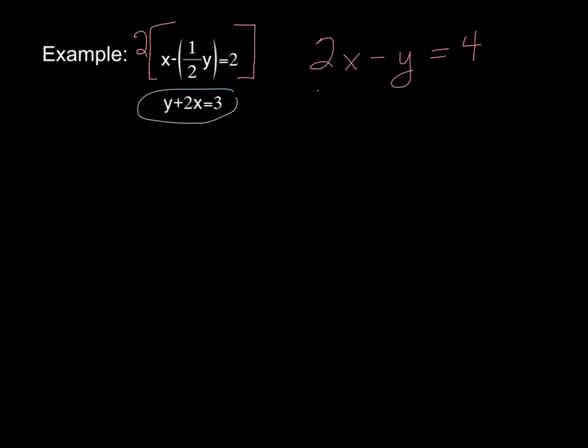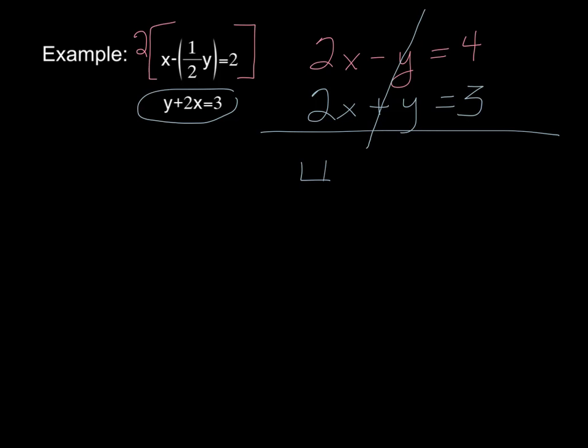I also am going to take this second equation here, and I'm going to write it in the same order: 2x plus y equals 3. So my x's and my y's are lined up. And you'll notice that in this particular case, I don't have to do anything with the coefficients of y. If I add these together, these are automatically going to add to 0. So we're going to get 4x equals 7.